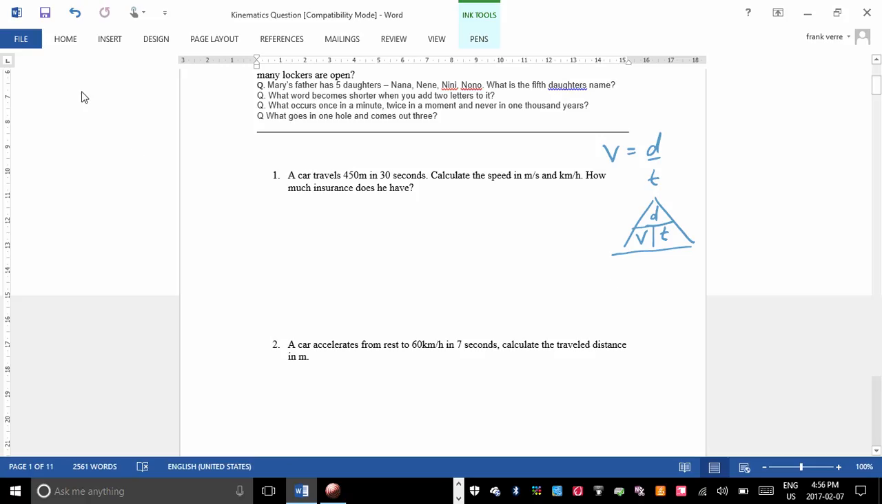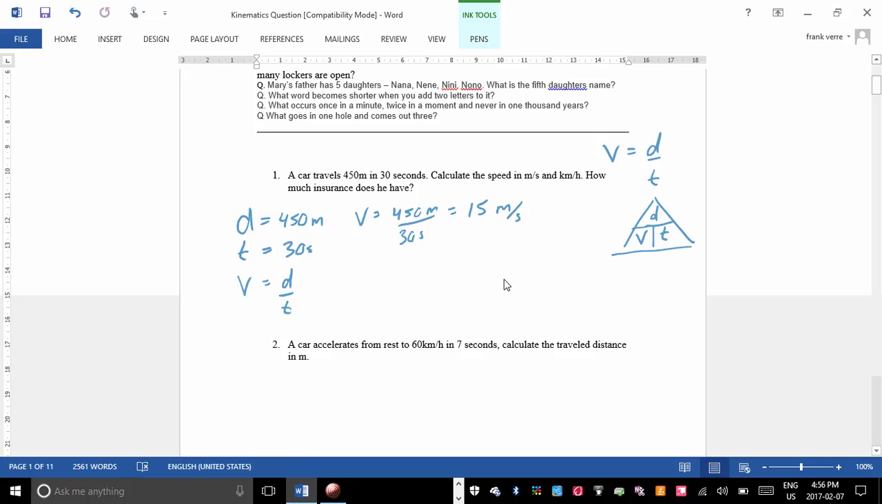So always write down what you got. So we have the distance, 450 meters. We have the time, 30 seconds, and we're looking for the speed. So the speed is d over t. So in this case, we have 450 meters over 30 seconds. That gives us a speed of 15 meters per second.